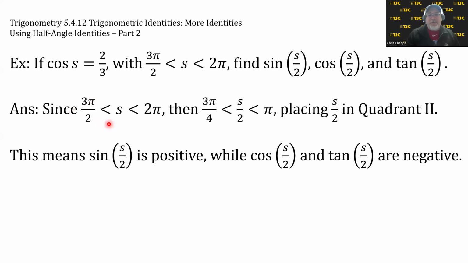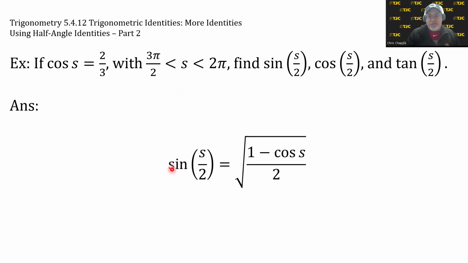To achieve that, we simply have to take the given inequality and divide all three parts by 2. 3 pi over 2 divided by 2 is 3 pi over 4. S divided by 2 is s over 2. And 2 pi divided by 2 is just pi. Since 3 pi over 4 is less than s over 2 is less than pi, this places s over 2 in quadrant 2. This means sine of s over 2 is positive, while cosine of s over 2 and tangent of s over 2 are negative.